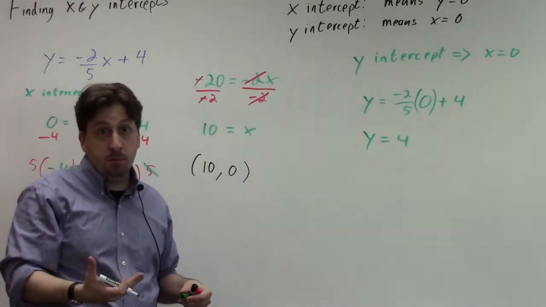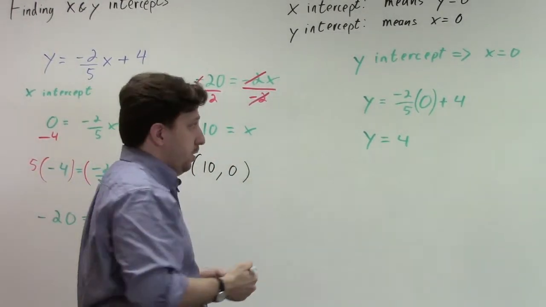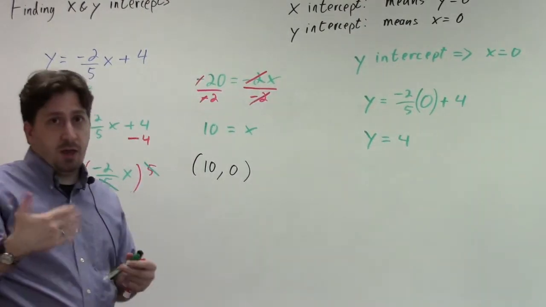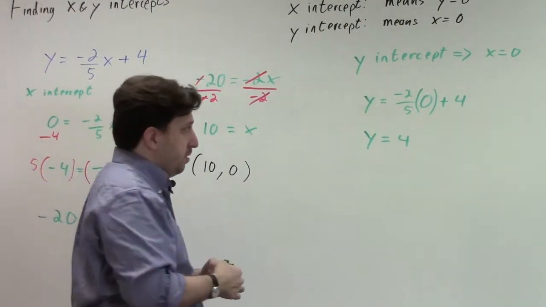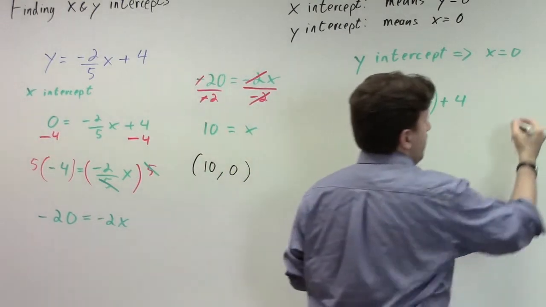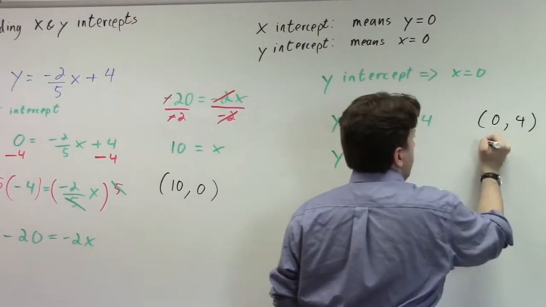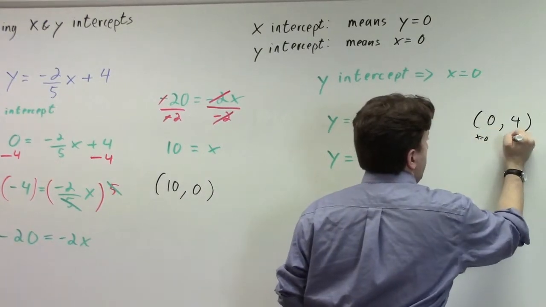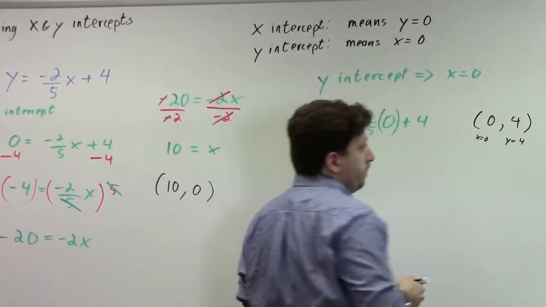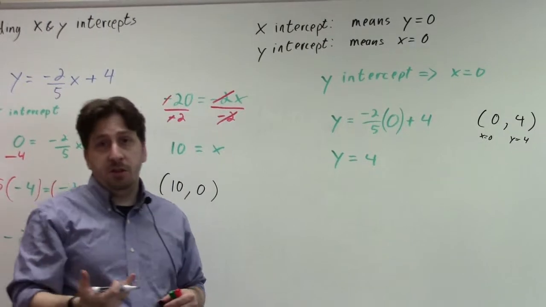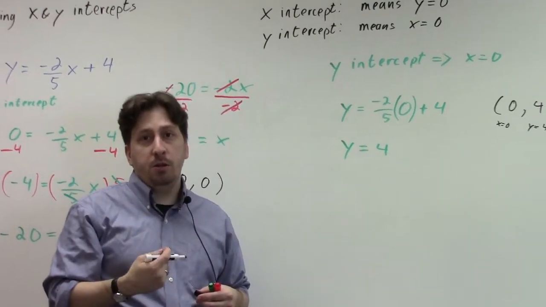And that's it. Done. All right? Sometimes it is as easy as that. So our answer here would be 0, 4, because our x value is equal to 0, and our y value is equal to 4. And that's it for x and y intercepts.